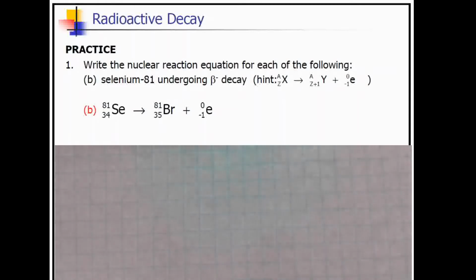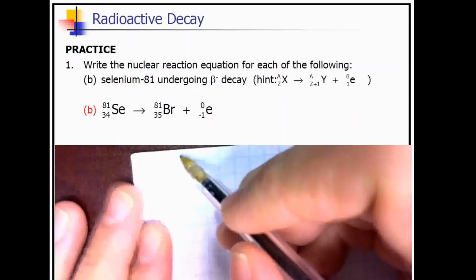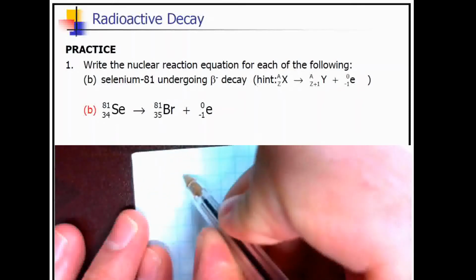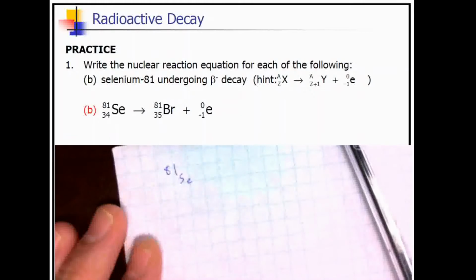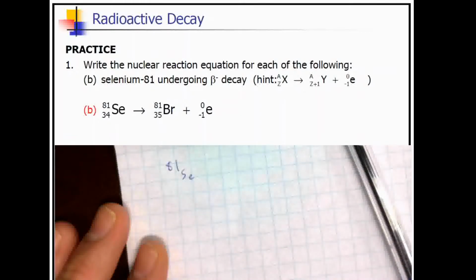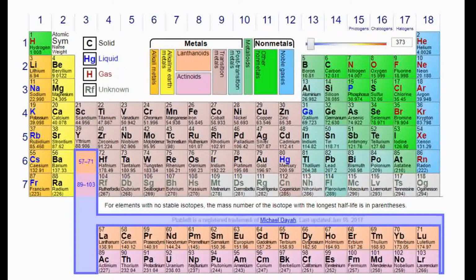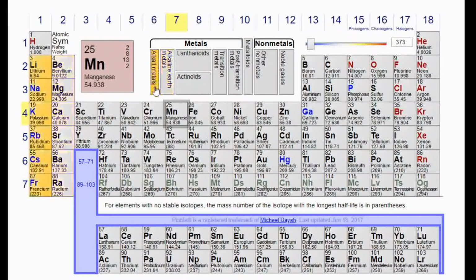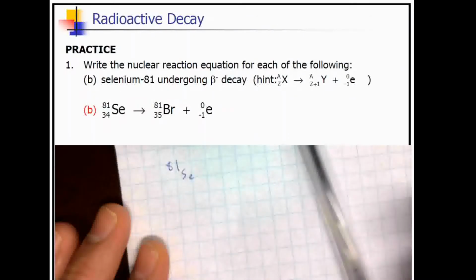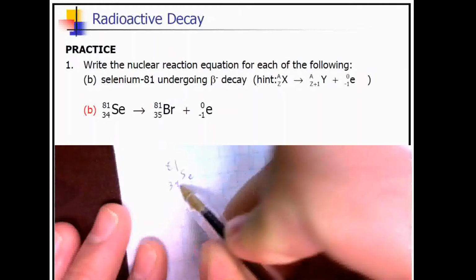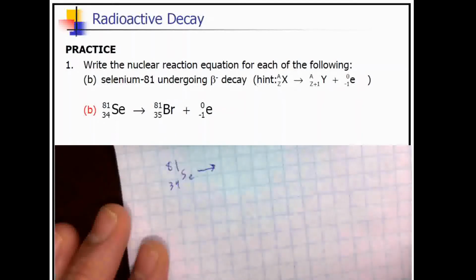So here, we're asked to undergo beta decay. So if I was writing this out, it's selenium 81. So I'd write my 81 Se, and I have to find out the atomic number of selenium. So going to my periodic table, I can see that selenium is over here, and the number is 34. So I write down a 34 here. I put my arrow, and it says to undergo beta negative decay.